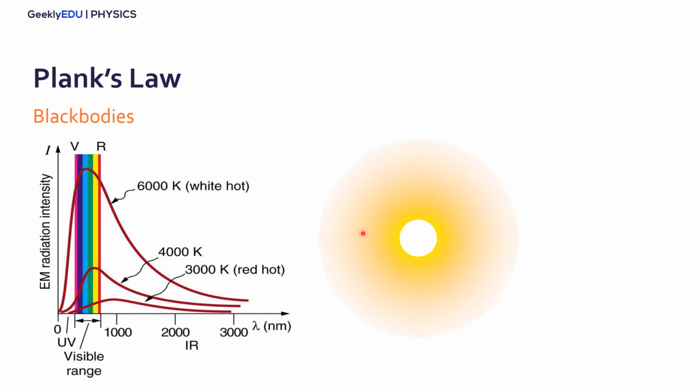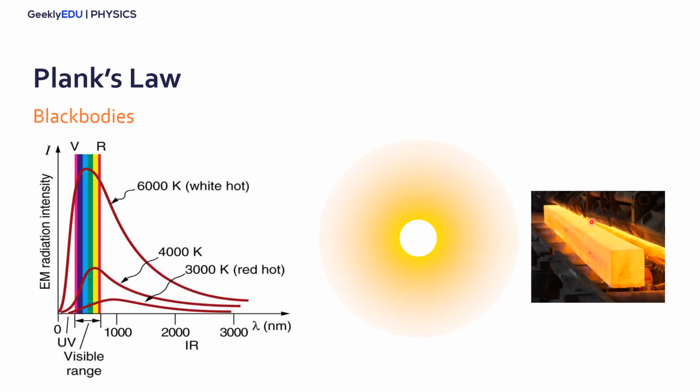But you can also think of a metal bar that, when we start to heat it, starts to change its color because of the radiation it emits. So we can see that the emitted radiation is closely related to the temperature of the body.